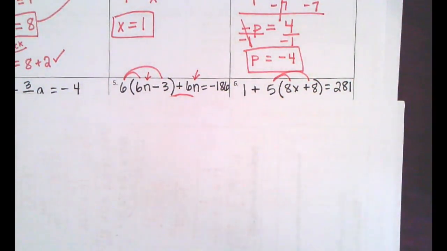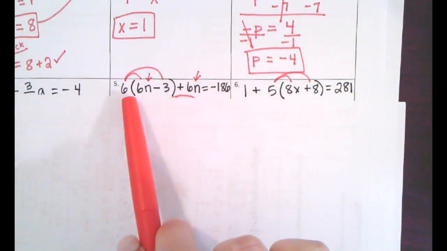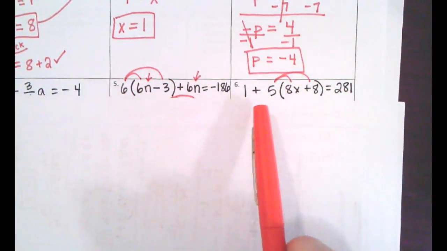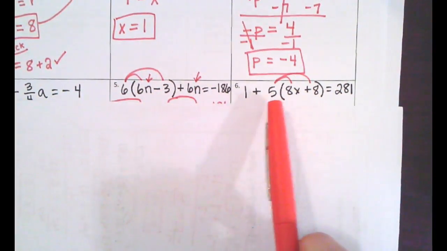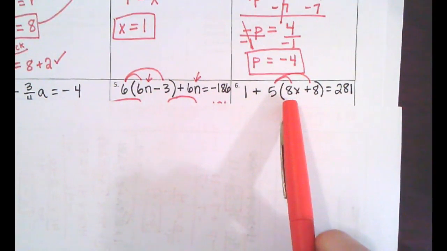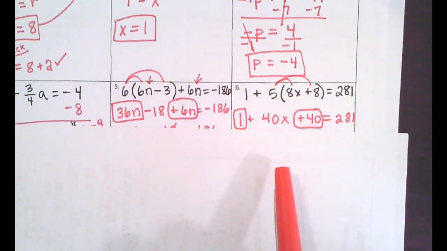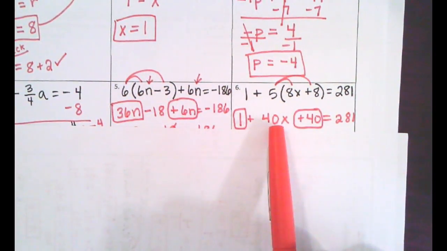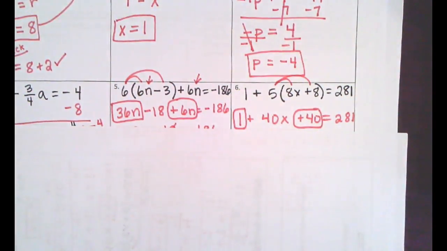Okay, if you tried this one out on your own, follow along. If you didn't, please write this down as we go through. The first thing I did is I distributed that 5 the same way I distributed the 6 in the previous problem. So my next line reads 1, because I've not changed anything about the 1, but then I have positive 5 times 8x and positive 5 times 8. So I end up with 1 plus 40x plus 40 equals 281.